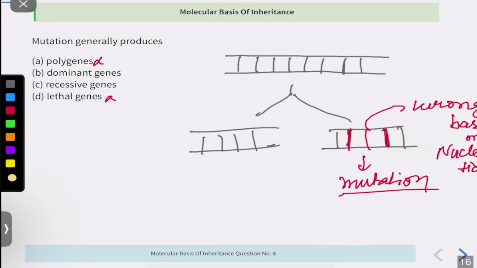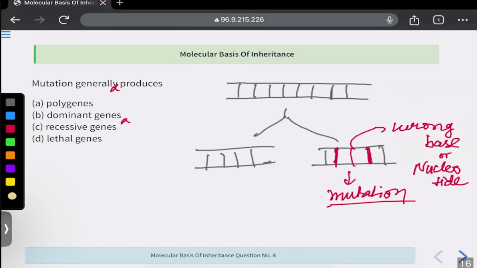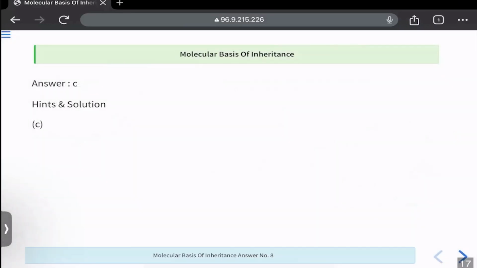So what do you think the gene is? The gene is dominant or the gene is recessive? Mostly, the gene is recessive. Okay. So the answer is recessive genes.